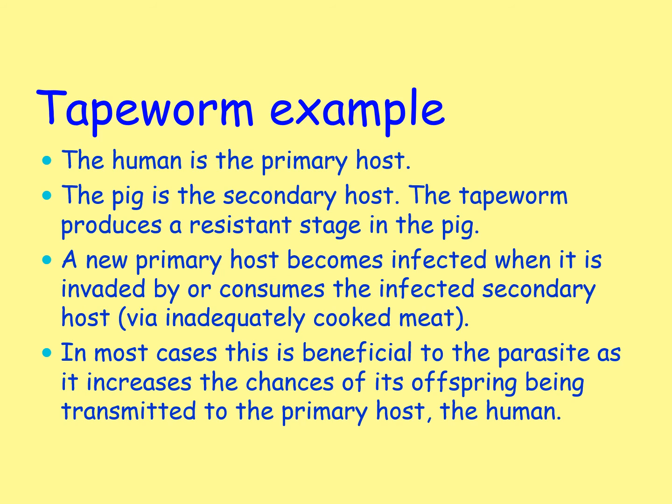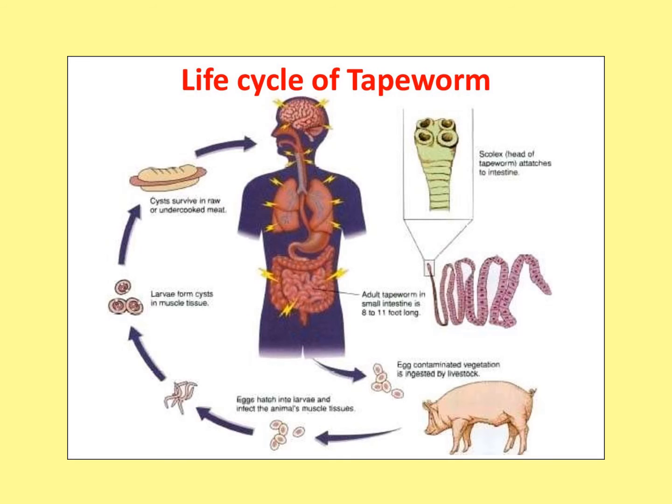Now, the reason why it seems quite complicated, the reason why a tapeworm like this might have a secondary host, is it's beneficial because it increases its chances of the offspring being transmitted to the primary host, which is the human. And this is just a diagram showing you that indirect life cycle of the tapeworm. So we have the tapeworm eggs, and they have somehow got into vegetation that has been consumed by the pig. Within the pig, which is the secondary host, those eggs will hatch into larvae, and the larvae will then infect the pig's muscle tissue. The larvae will then form their resistant stage, which is a cyst, which will exist within the meat of the pig.